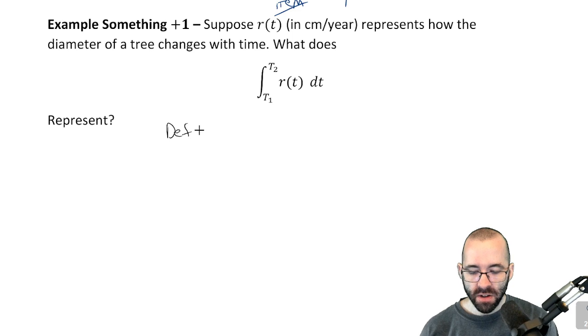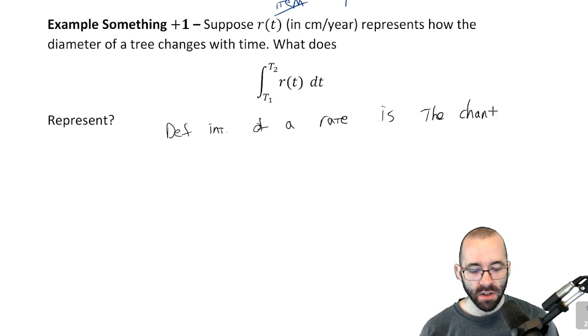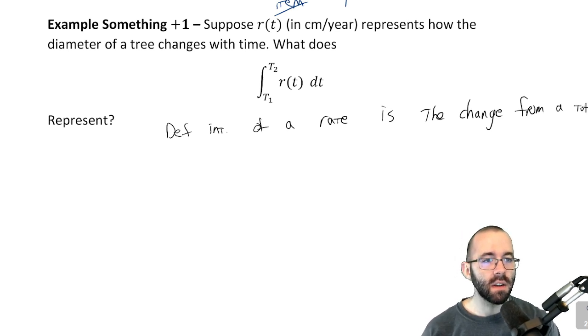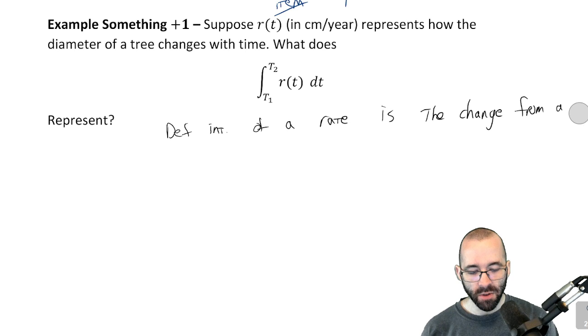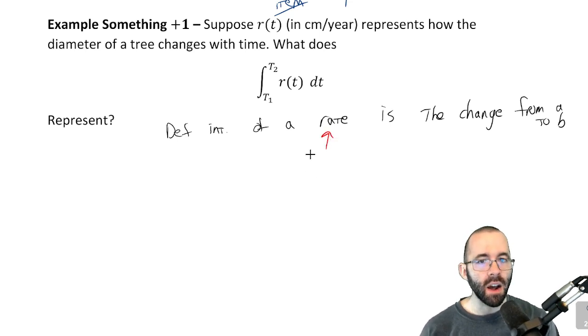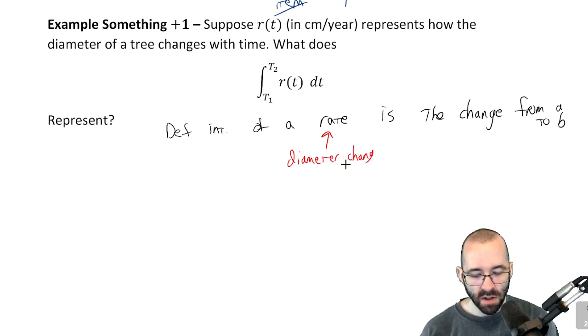Remember, the definite integral of a rate is the change from A to B. Well, what does that mean here? The definite integral of a rate, what is our rate? How the diameter of a tree changes over time. Diameter change over time. That's our rate.